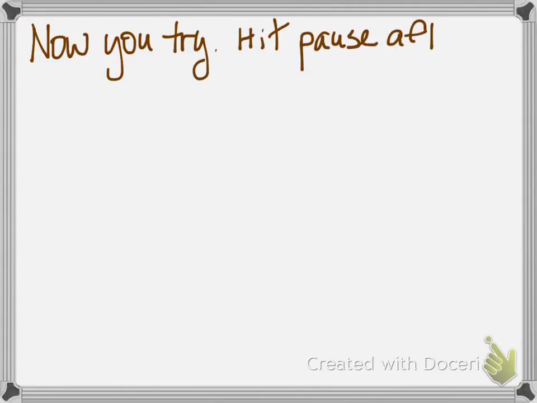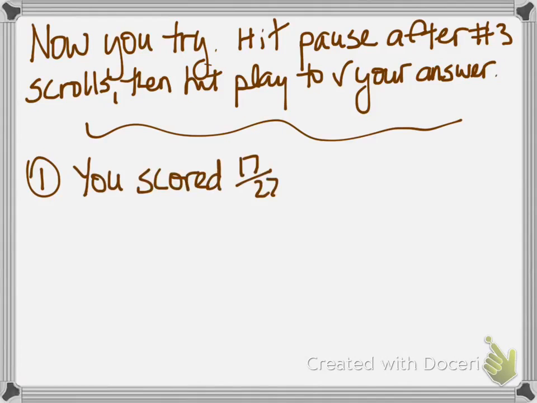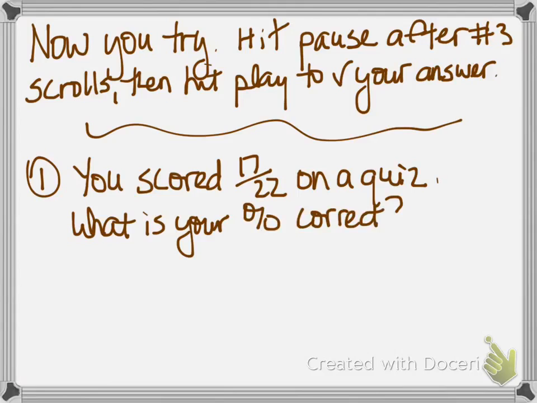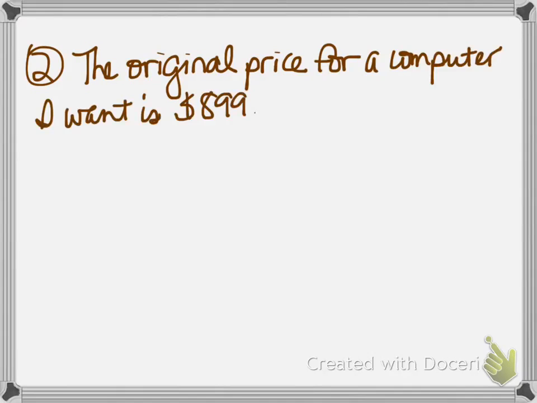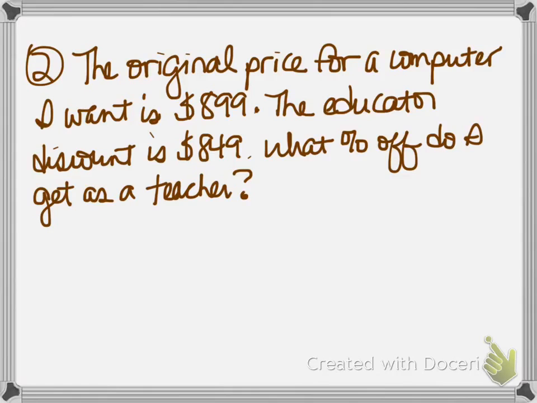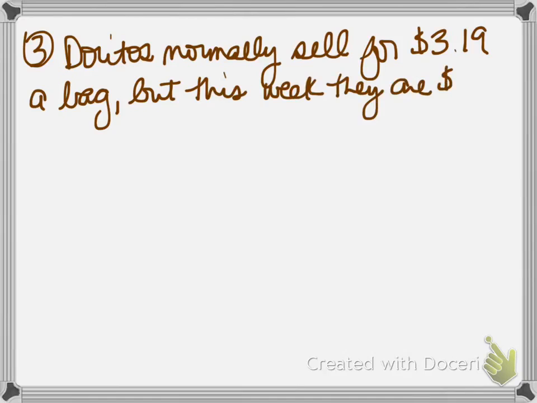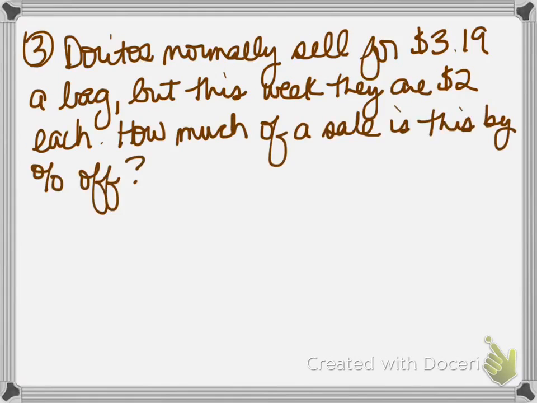Now you're going to try some numbers. Hit pause after the numbers scroll, and then hit play at the end to check your answer. Here's your first example. You scored 17 out of 22 on a quiz. What's your percent correct? Number 2. The original price for a computer I want is $899. The educator discount, however, makes the computer $849. What percent off do I get as a teacher? Number 3. Doritos normally sell for $3.19 a bag, but this week they are $2 each. How much of a sale is this by what percentage off?